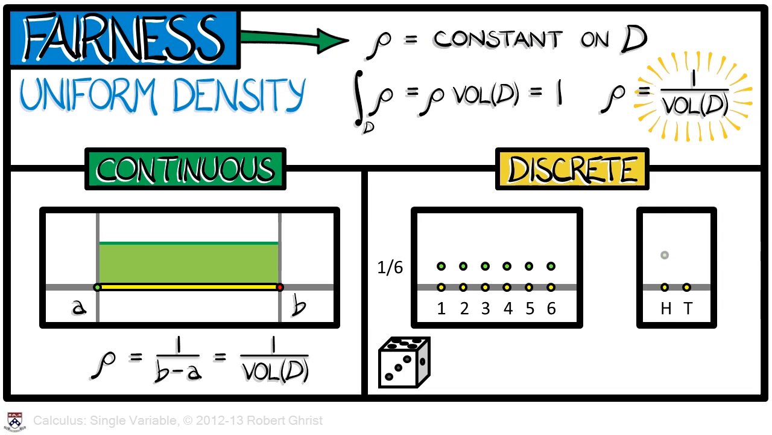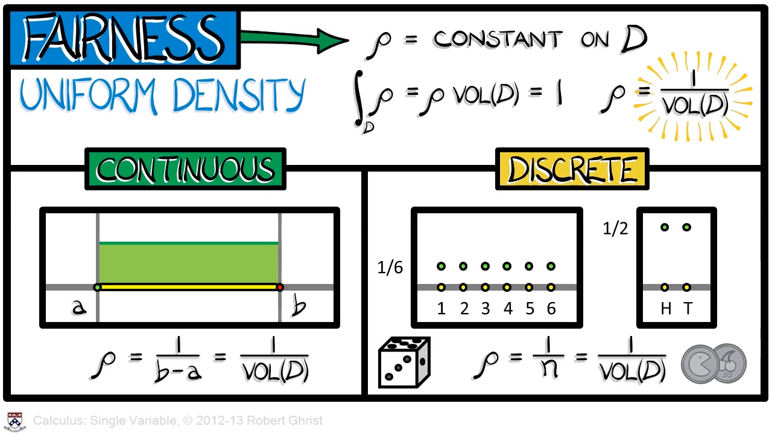If we had a different discrete set, let's say for flipping a coin, then since we only have 2 points in that domain, heads and tails, then rho would be equal to 1 over 2, or 1/2. Now consider this more carefully, because what we have in general is that for a discrete set of n points, rho, a uniform density, is the constant 1 over n.